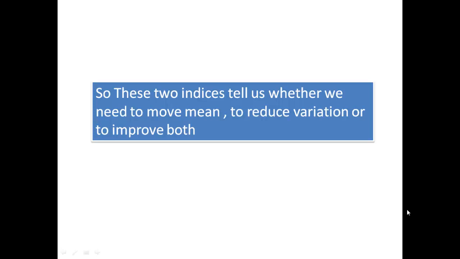So from these two indices, we can understand a process and can make a decision on whether to reduce the mean, or to reduce variation, or to improve both.